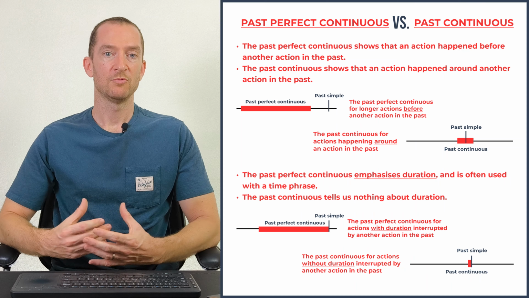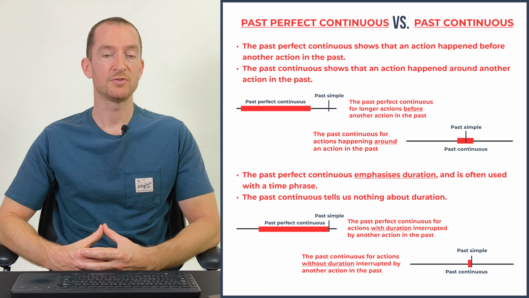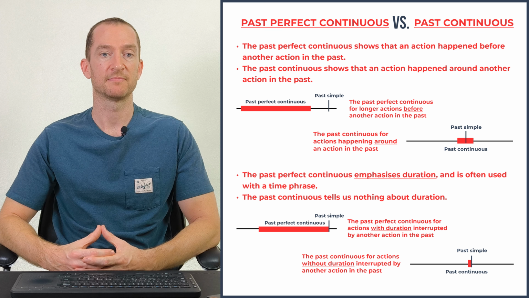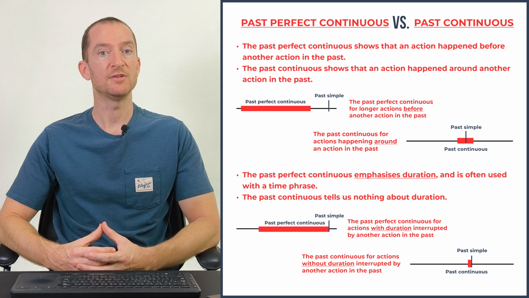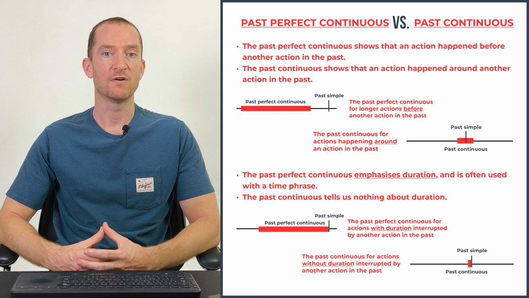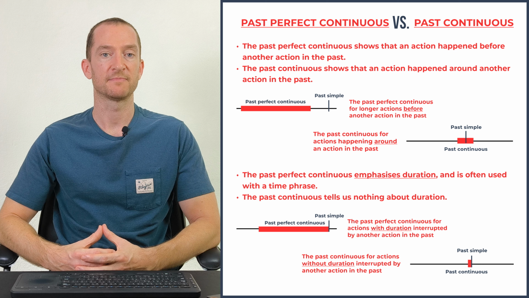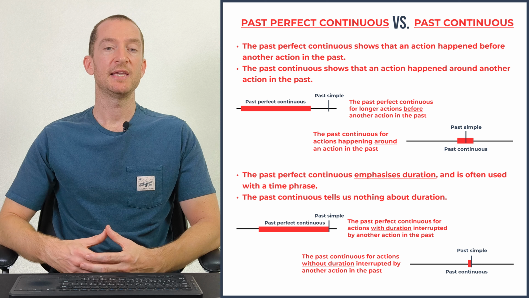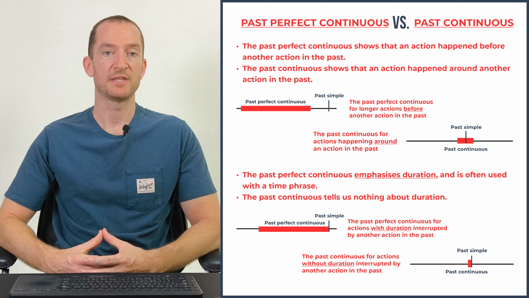So let's take a quick look at the differences between the past continuous and the past perfect continuous. We use the past perfect continuous to talk about actions that happen before another action in the past, while we use the past continuous to talk about actions that happen around the time of another action in the past. So the key difference here is the past perfect continuous is before the action in the past. It's in the earlier past.